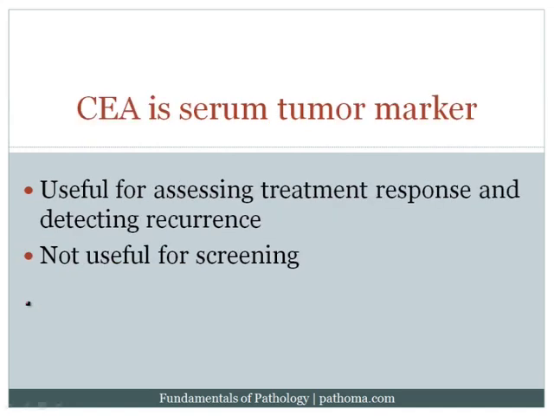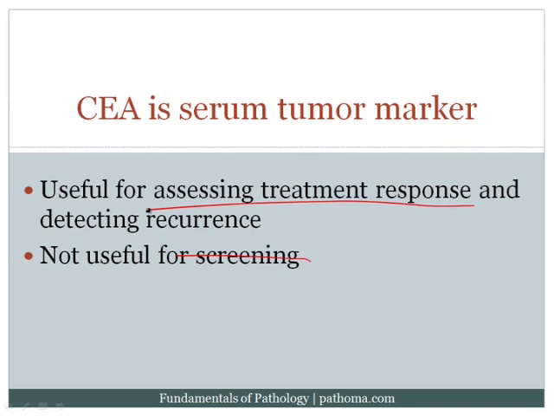An important tumor marker is CEA. Now, remember, tumor markers, generally speaking, can have three possible benefits. You can use tumor markers for screening, you can use them to assess treatment response, and you can also use them to assess or detect recurrence. In this particular case, CEA is not useful for screening. It is useful for assessing treatment response.